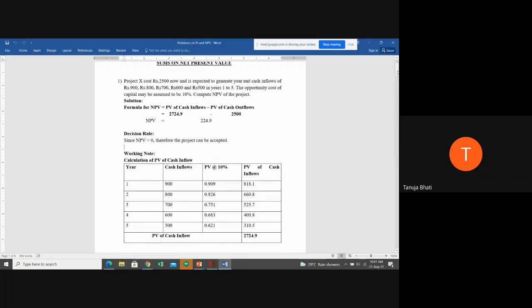See, NPV is very simple. All you need to do is find out the PV of cash inflows. And how to calculate PV, we have already seen in module number 2. Is this problem clear? Can we move ahead to the next problem?